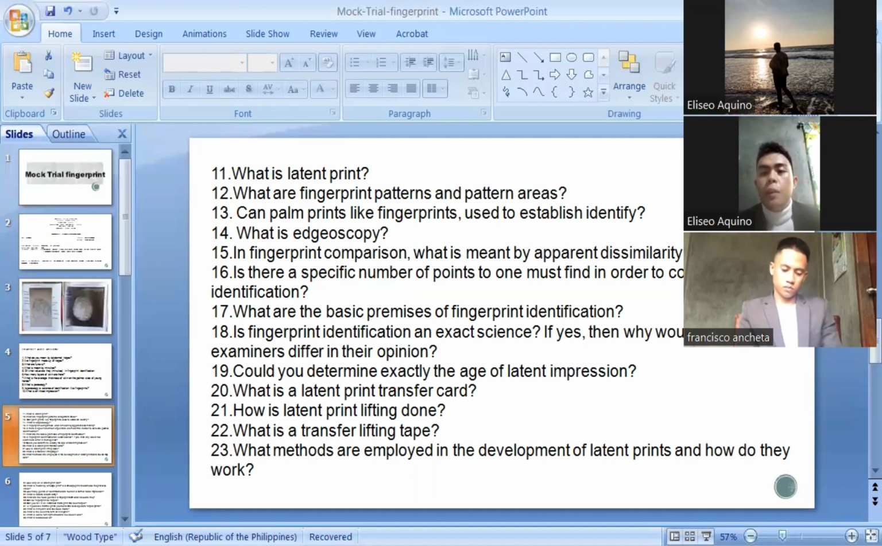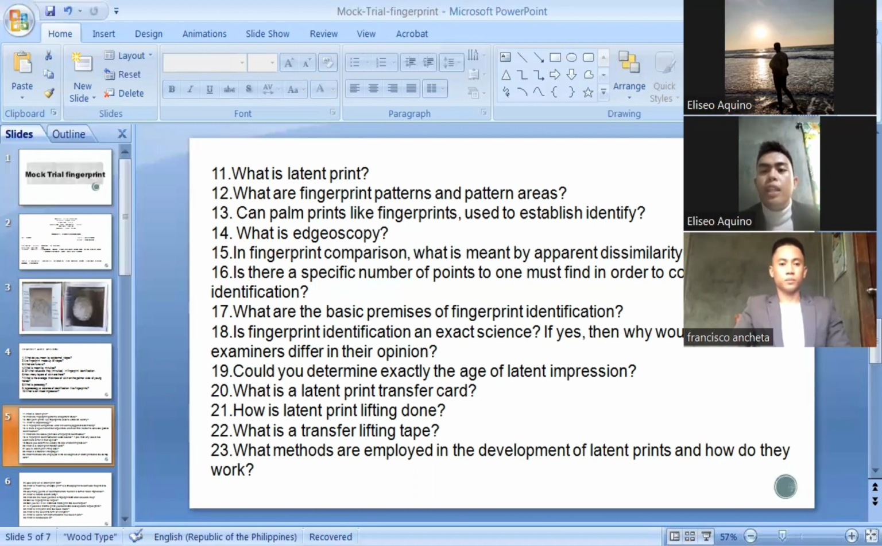What methods are employed in the development of latent prints and how do they work? Methods of developing a latent print: dusting, iodine or iodine fuming, silver nitrate development, and ninhydrin treatment.